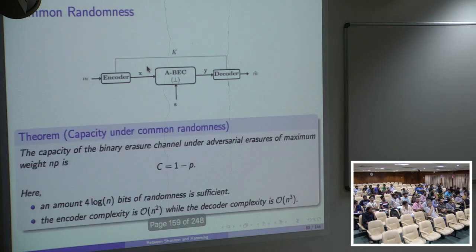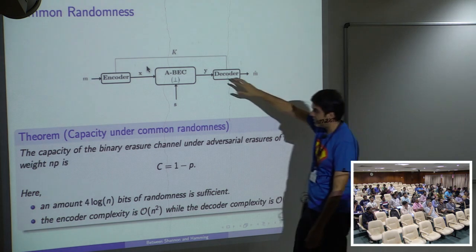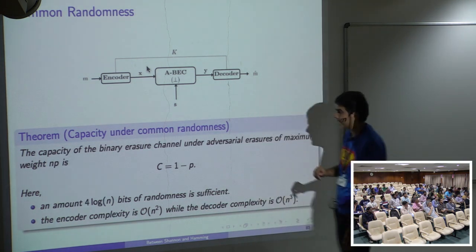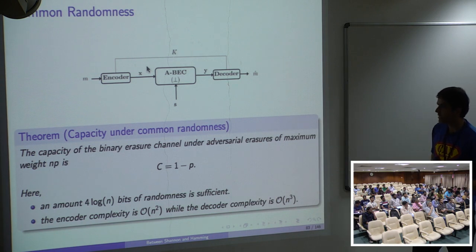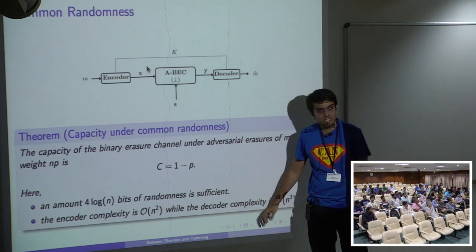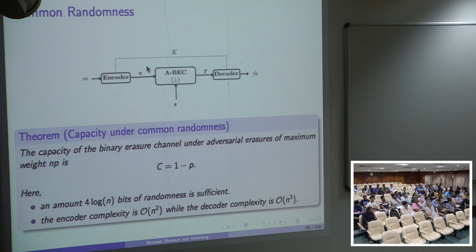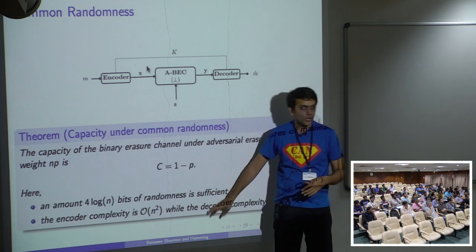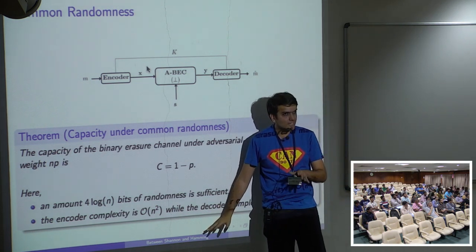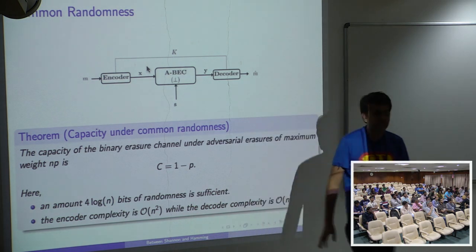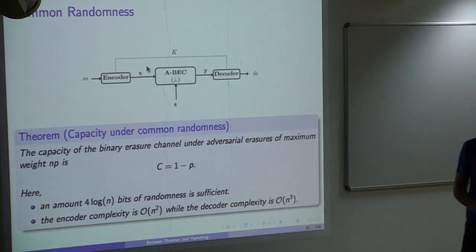Specifically for the erasure model, if you have an adversarial erasure channel, then the capacity under common randomness is 1 minus p, and 4 log n bits of common randomness is sufficient. In this specific case, because it's an erasure channel, you even have computationally efficient encoding and decoding. Not necessarily true in other models. For example, if this is a bit flip model, then it would not be computationally efficient. The underlying reason, as we'll see, is that one of the critical steps, list decoding, is computationally efficient for the erasure channel, but not necessarily for other channels. We'll see this a little bit later.